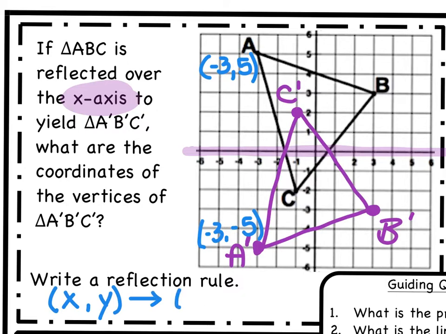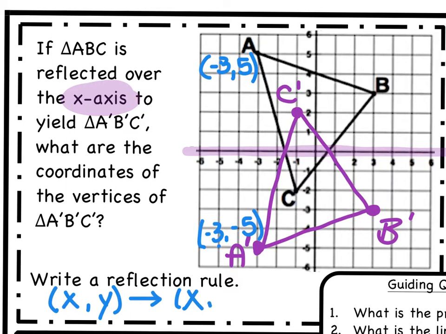Now, let's look at the x coordinate. Did the x coordinate up here change to the x coordinate down here? Did it change at all between the 2 points? The answer to that is no. It was -3 up here at the top. It's still -3 down here at the bottom. So the x remained the same. So every x is going to stay x.